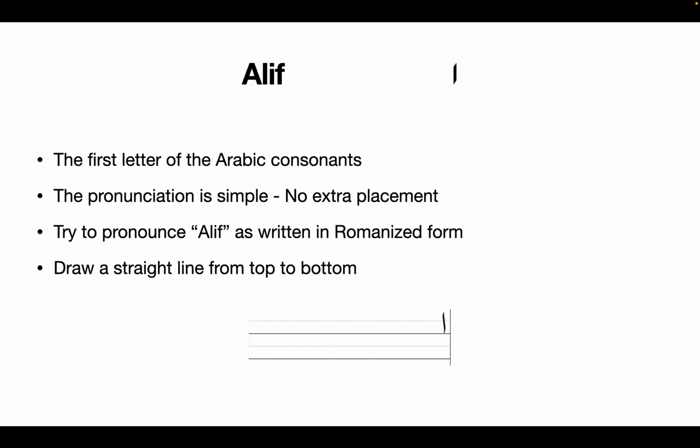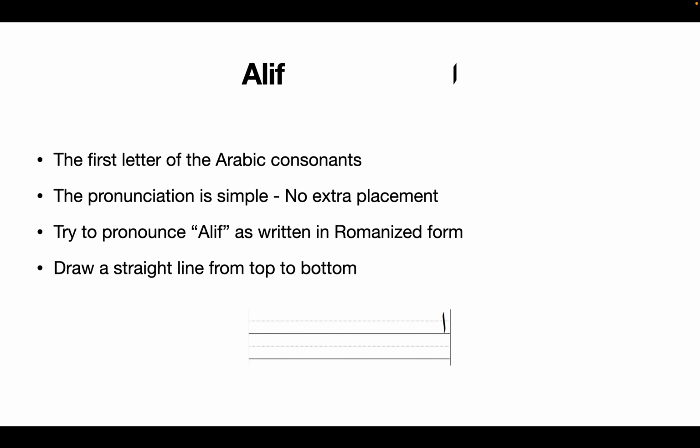The first letter, or the first consonant, of the Arabic alphabet is Alif. We just need to pronounce it in a very simple way, with the simple a sound. So it's Alif, Alif. There is no extra emphasis to be made during pronunciation. In Arabic, there are some letters that are pronounced with a special placement of the tongue or the lips, but Alif is very simple.